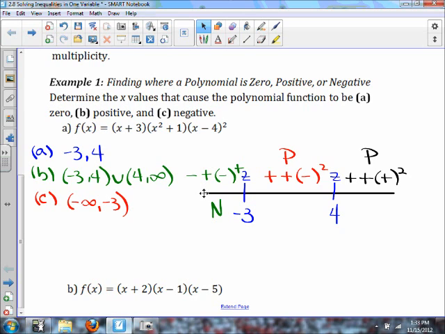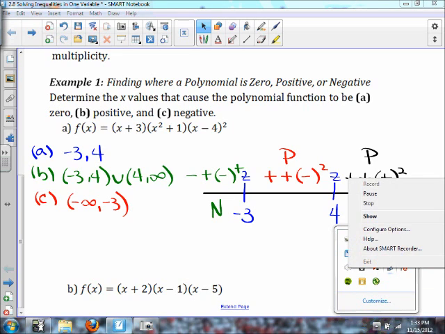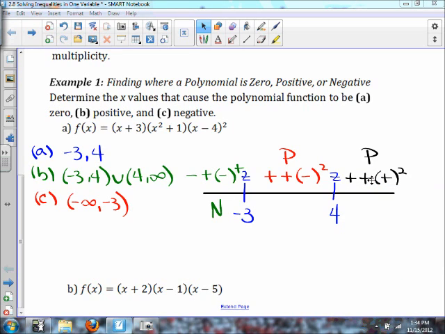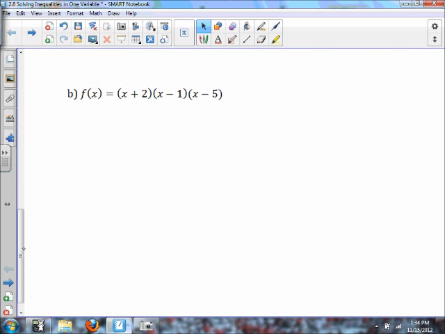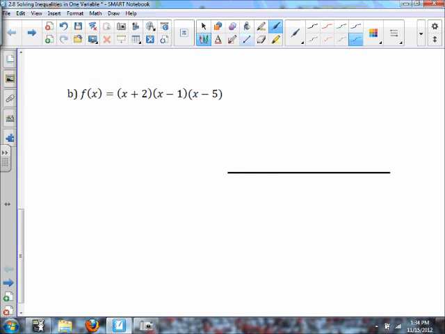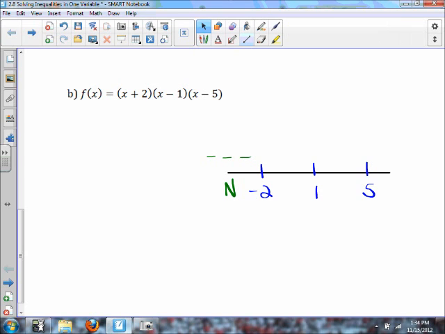Now I want you to take a moment and work on part B right now. Now again, in this one, we're going to make a sign chart. Our zeros are going to be negative 2, 1, and 5. Now a number less than negative 2 will be negative 3, which means we'll get negative, negative, and negative. Negative times a negative times a negative will be negative.